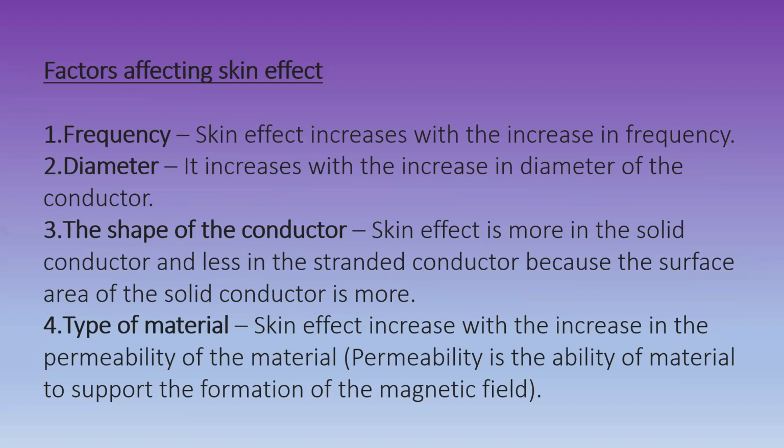It will be on the surface of the conductor. Next is the shape of the conductor, how the conductor is shaped. If it is a cylindrical thing, then the center core and outer core are formed. So everything depends upon the shape of the conductor and the type of material we are using. The skin effect increases with increase in the permeability of the material. Because of the formation of this magnetic field, skin effect is produced, and we can overcome it by using copper loops with silver platings.